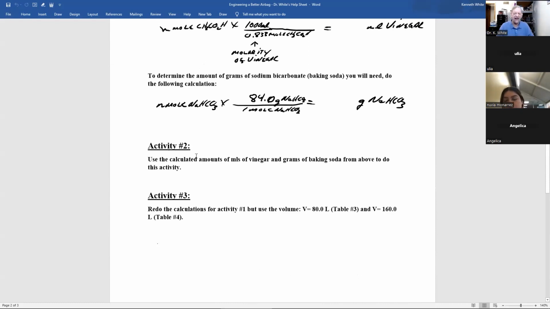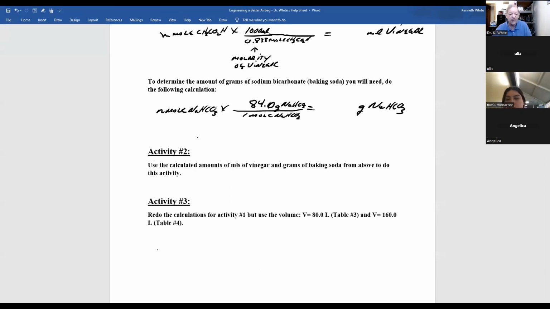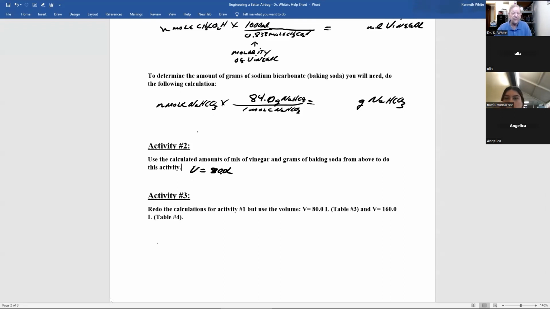All right, and in activity 2, you'll use this, except I don't have it here. You'll use V equal 80 liters. Let's call it 80.0, 3 significant figures. These are the calculations. In activity 3, you'll do for activity 1, you'll calculate these, except use V as 80, and later on V as 160.0. This is a busy lab. It's fun though.